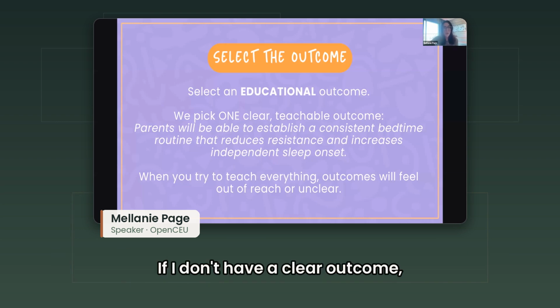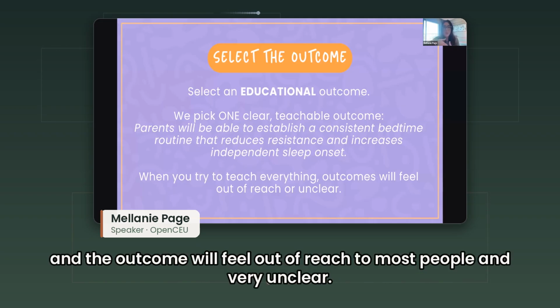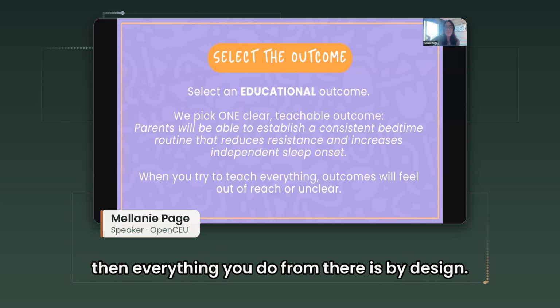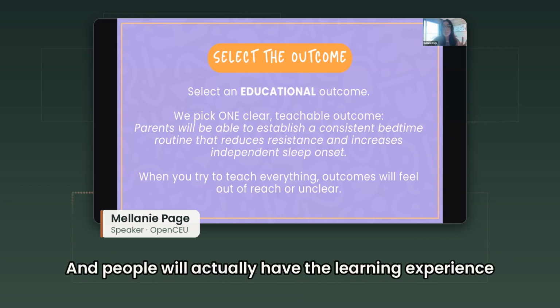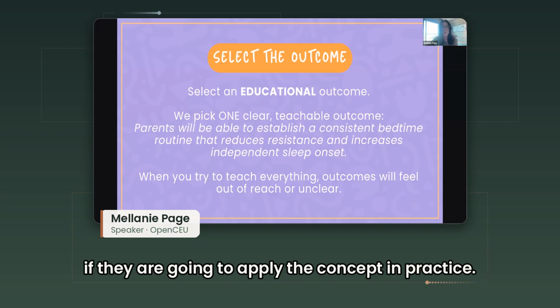If I don't have a clear outcome, then I tend to just teach a lot of concepts, and the outcome will feel out of reach to most people and very unclear. And so when you start at the outcome, then everything you do from there is by design, and people will actually have the learning experience that you want them to have if they are going to apply the concept in practice.